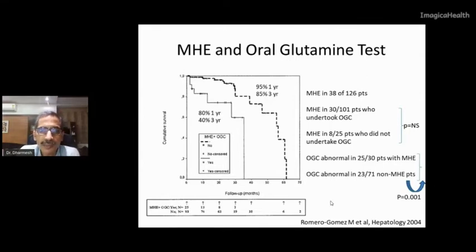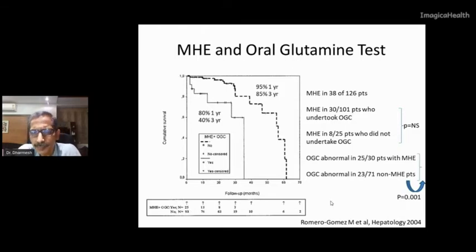However, if you have no MHE, or you have MHE but no abnormal oral glutamine test, that means the levels do not rise after giving you oral glutamine, then survival is 95% at 1 year and 85% at 3 years. In this particular study, they defined the 60-minute value as more than 125 micromoles.